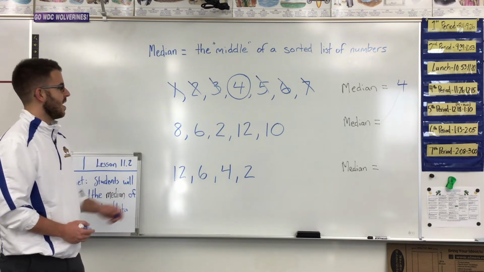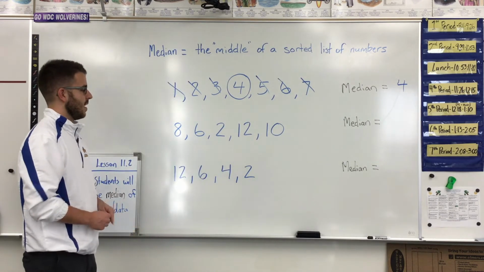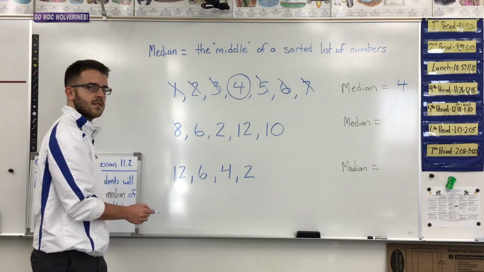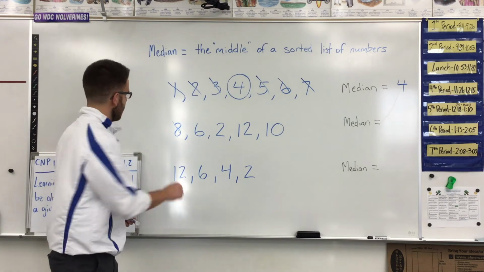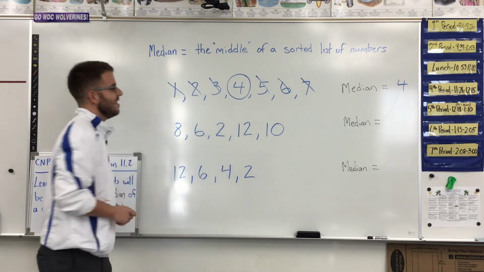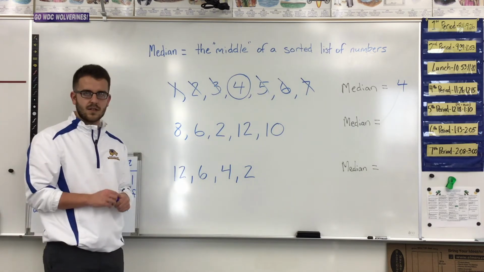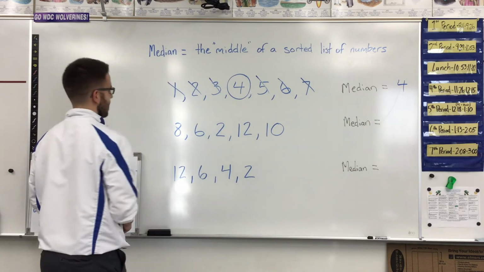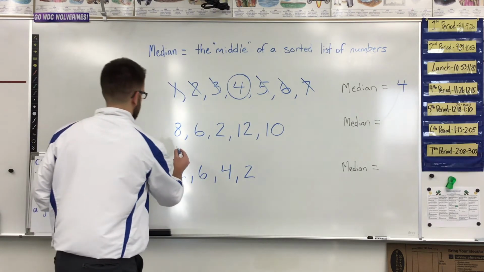Next list, we have 8, 6, 2, 12, and 10. I can just go ahead and start by crossing off this. Oh, did somebody catch it? That's right. We need to list that set of numbers from least to greatest first. That is what we need to do. It is not least to greatest, so that is what we're going to do right away here, okay? I'll just do it right below here.